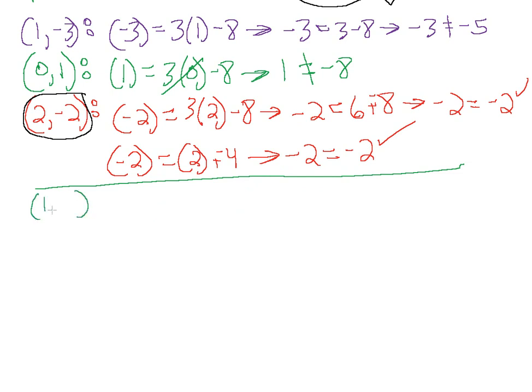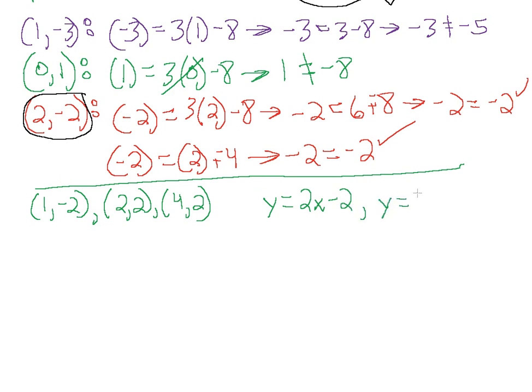We're given the ordered pairs for the points (1, -2), (2, 2), and (4, 2). We're also given the linear equations y = 2x - 2 and y = 4x - 2. So this is our system of equations, and we want to see if one of these ordered pairs is the solution to the system of equations. Or also think about it, which of these ordered pairs represents the point where these two lines intersect.